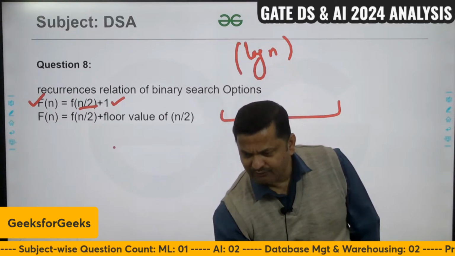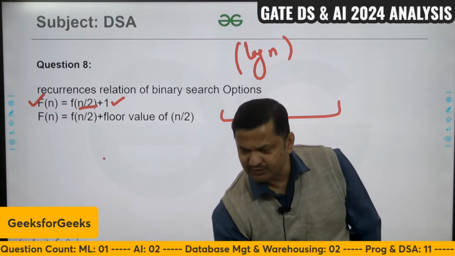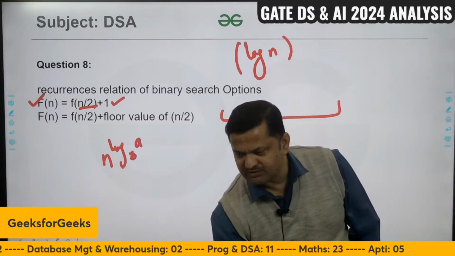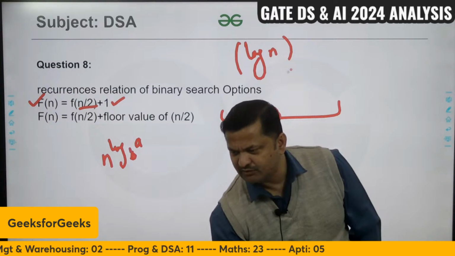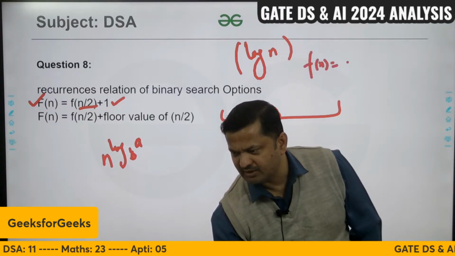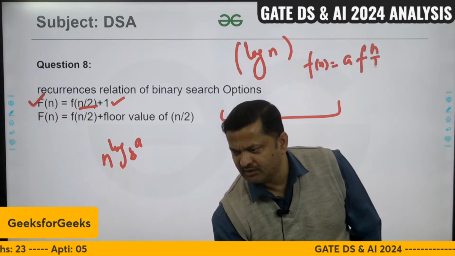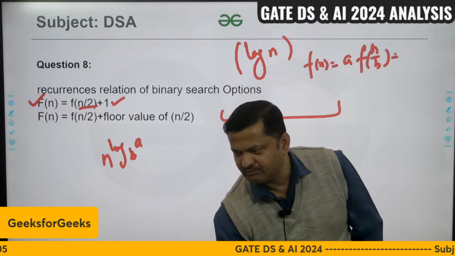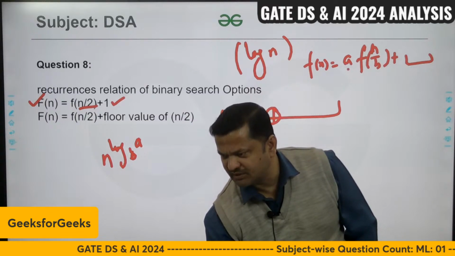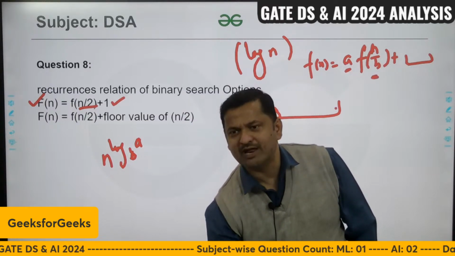So what we have to compute according to the master theorem is n to the power log a base b. So what is a and b? That is given in the question. The recurrence should look like this: f(n) is nothing but a f(n/b) plus something. So from this equation we can get the values of a and b.